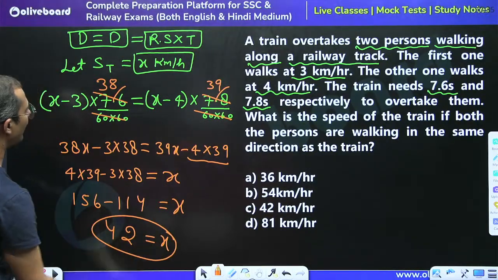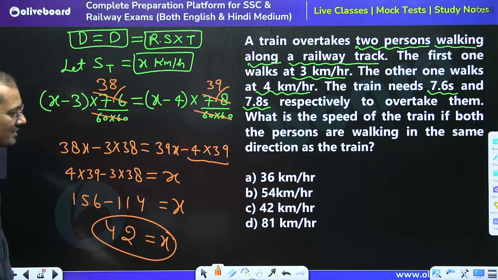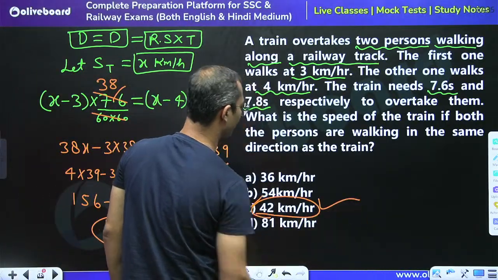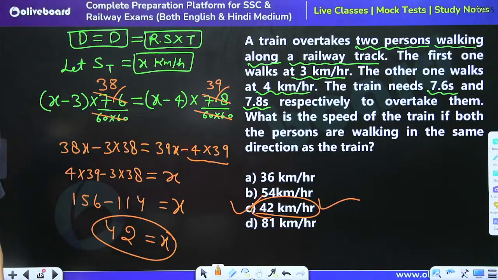x is the speed of the train, so the speed of the train is equal to 42 kilometer per hour. 42 kilometer per hour is the right answer. Is this clear? I hope this is clear.